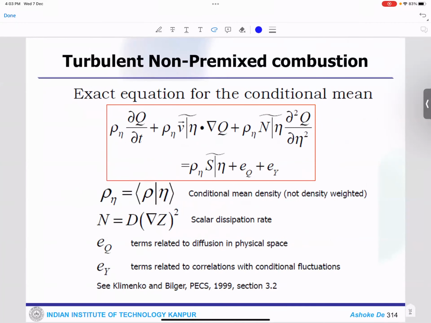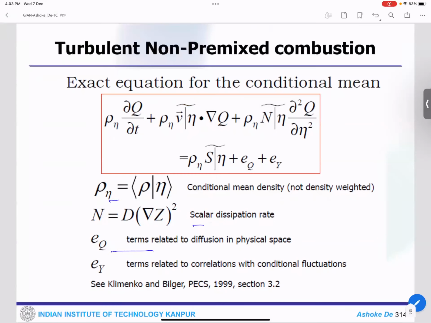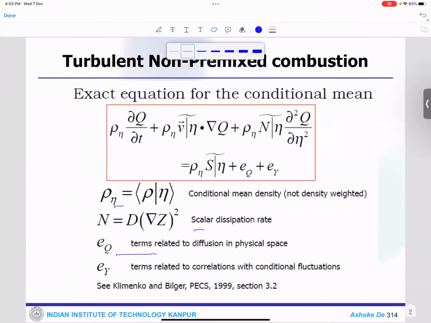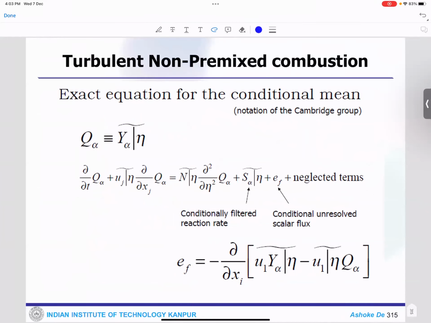Finally, for the conditional mean, you get this equation where this is the conditional mean density, these are the scalar dissipation rate, this term gives you the diffusion relating to physical space, and this other one gives you the relation between the conditional fluctuations. So you get the exact equation for the conditional mean, and all this you solve.